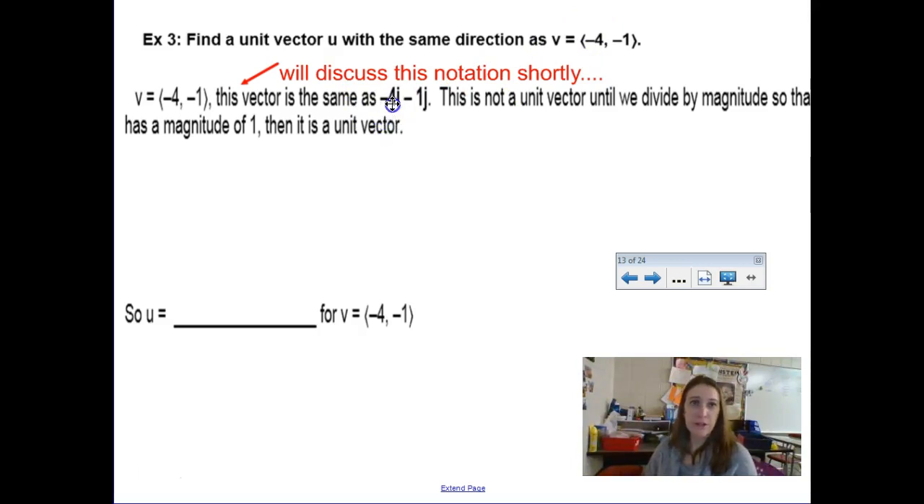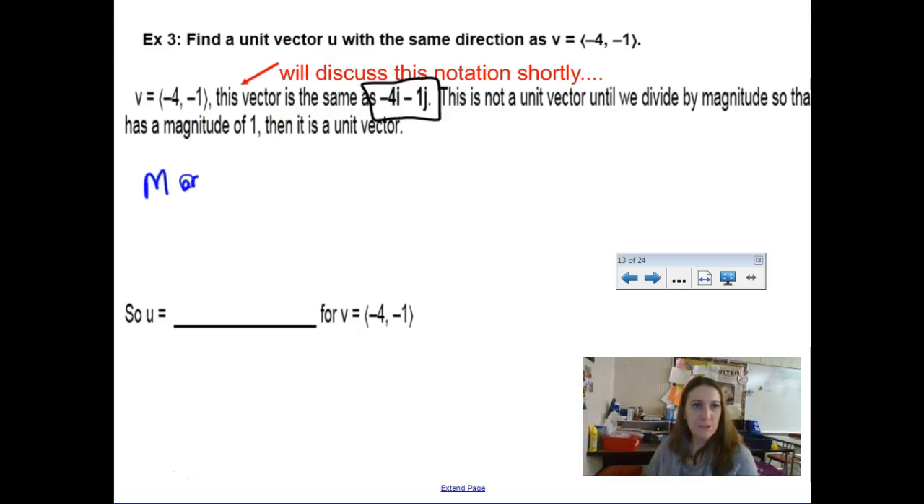I guess we're going to discuss it right now. They want me to find a unit vector, and then we'll talk about this notation after that. I don't know where I am in my notes anymore. Let's go ahead and find the magnitude. Ignore the i and j thing for a moment.